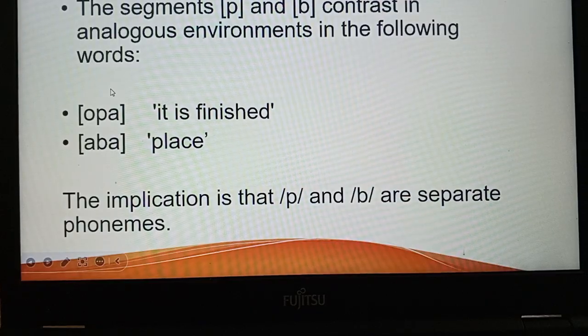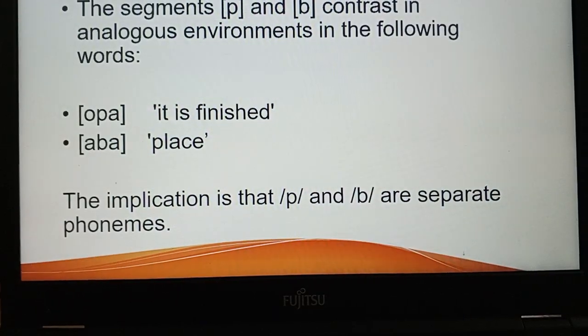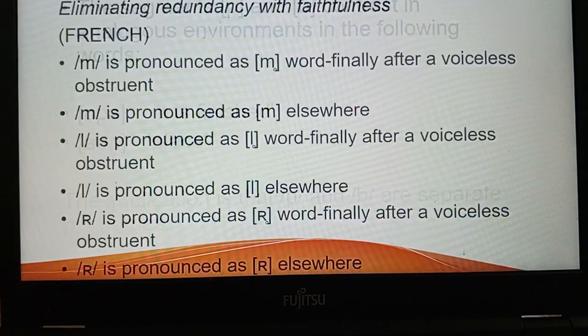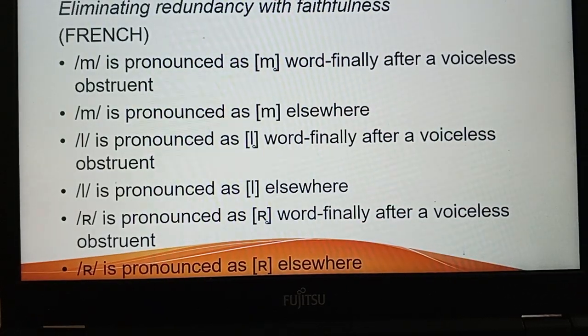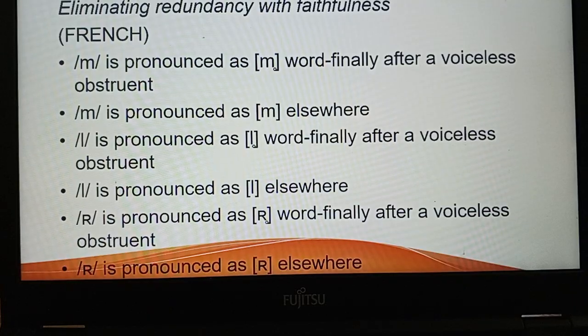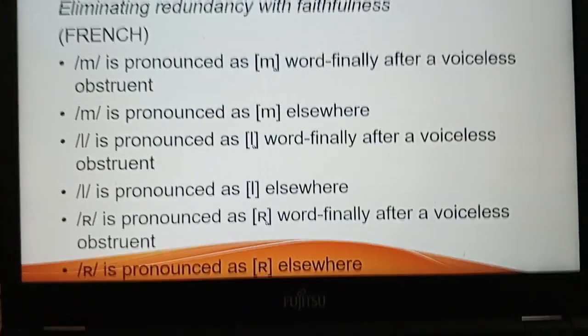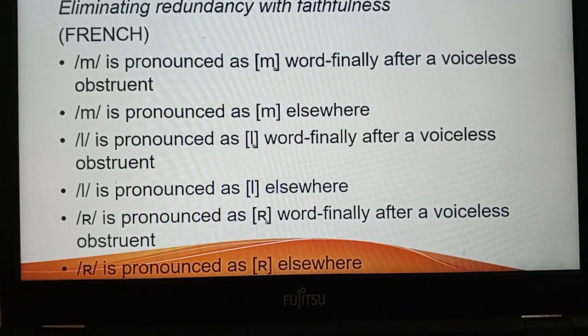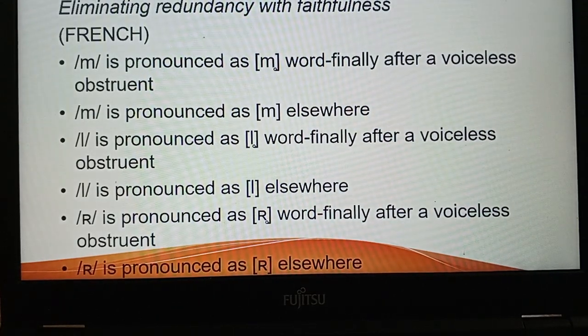That is the reason why the contrast is now called an analogous environment. So, contrast in analogous environment. Okay? Let's say in French, this is now elsewhere. The term is elsewhere. When we say elsewhere, we eliminate redundancy with faithfulness. Elsewhere is actually the sound of such a phone or that sound, but is not pronounced by the speaker. That is the time that it becomes an elsewhere.